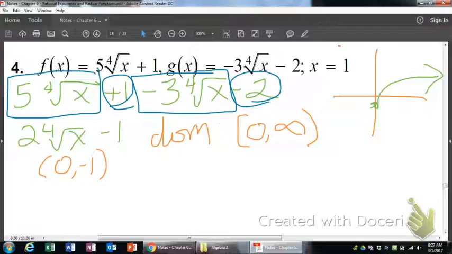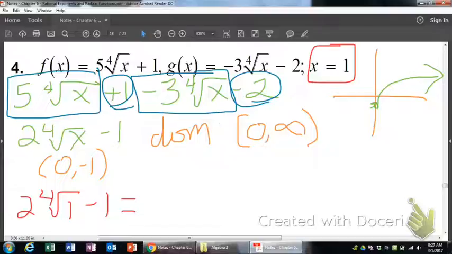Next, I'm going to plug in this value of x equals 1. So I have 2 fourth root of 1 minus 1. You can plug that into your calculator and you would get 1. So that's your final answer when you plug in x equals 1. Take a minute to copy that down, and then I'll do f of x minus g of x.